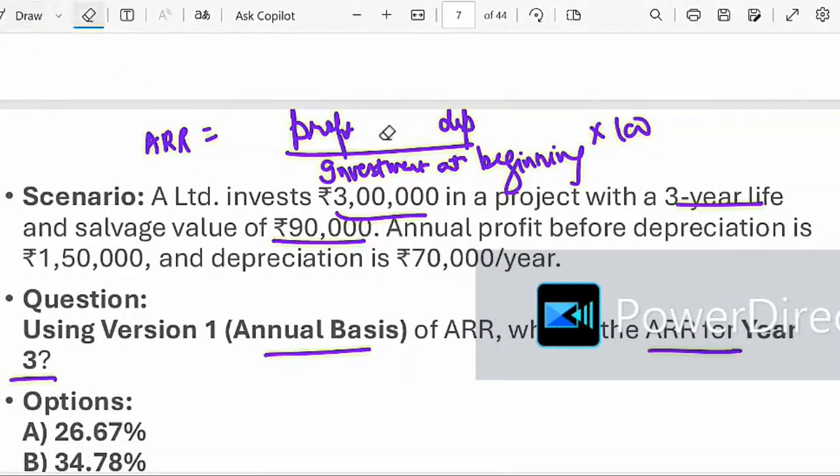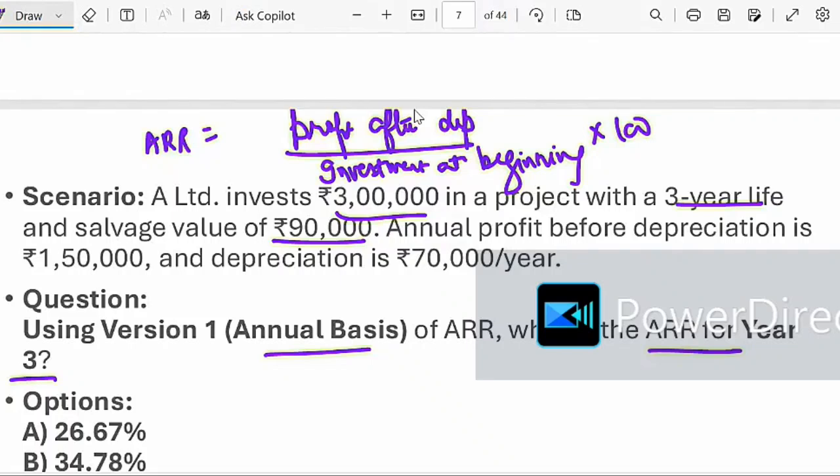Just wait a minute. There is a mistake. Profit after, not profit before. Profit after depreciation divided by investment at the beginning multiplied by 100, because ARR takes profit into consideration. In the case of payback period method, in place of profit, we take investment divided by cash flow. But here we are taking profit, right? Now you have to apply this formula to calculate the ARR.